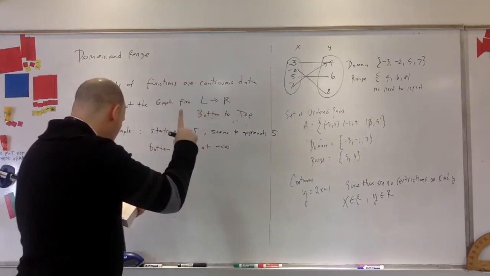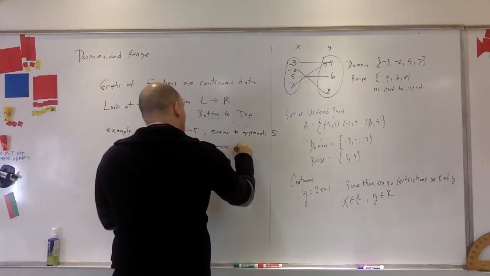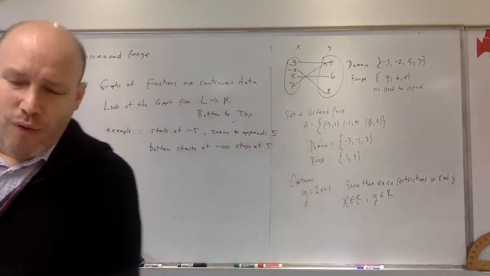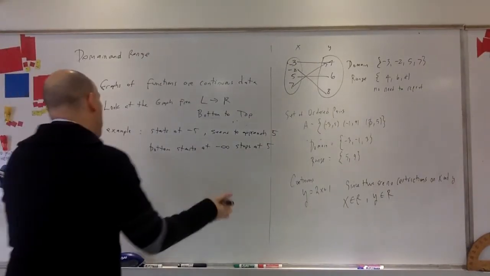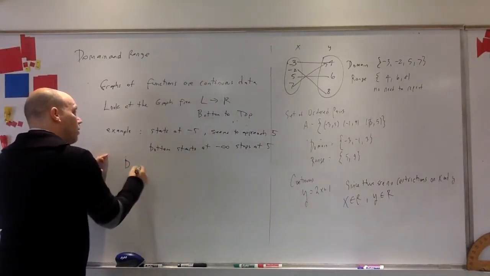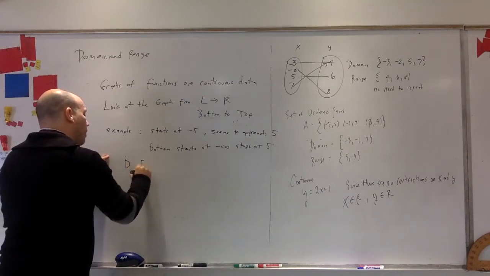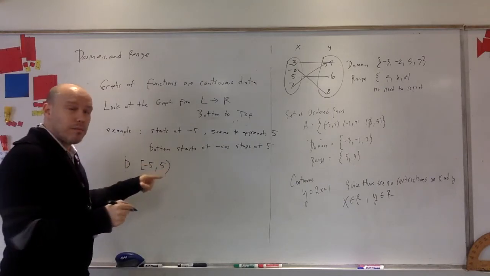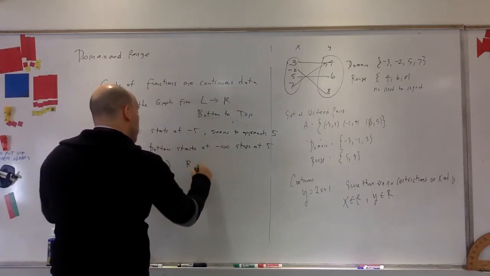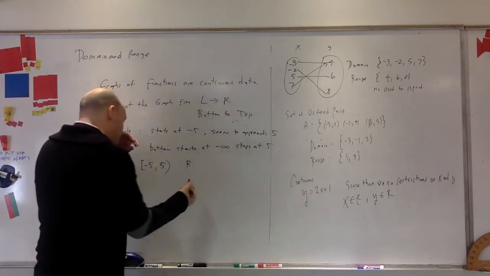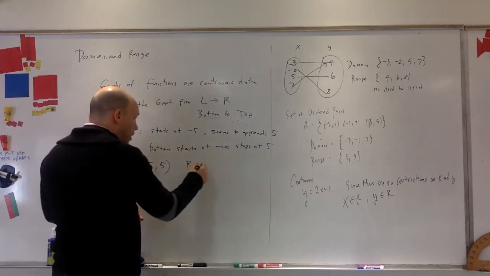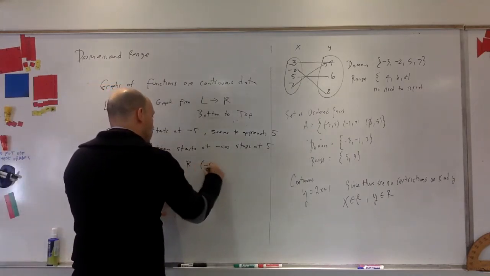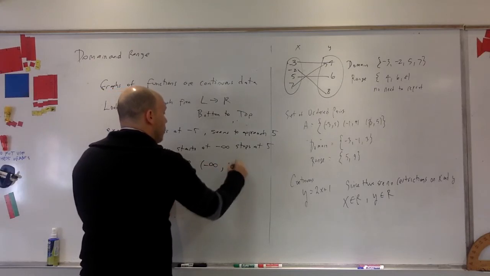It kind of just stops at 5. So what do you think? How can we write this as 2 inequalities? Well, for this, let's talk about the domain. It started at 5, and it moved towards 5, but it never got there. And then for the range, it started at negative infinity and just stopped at 5.